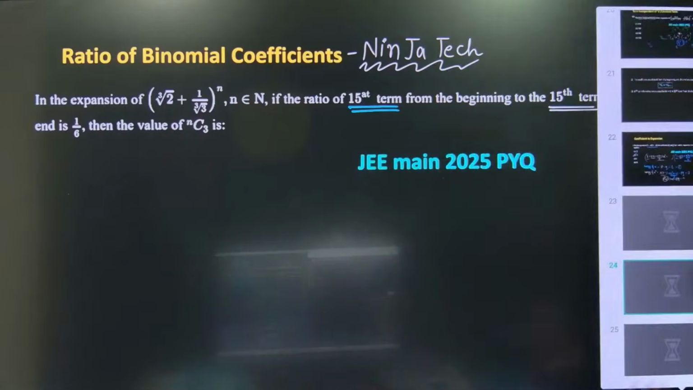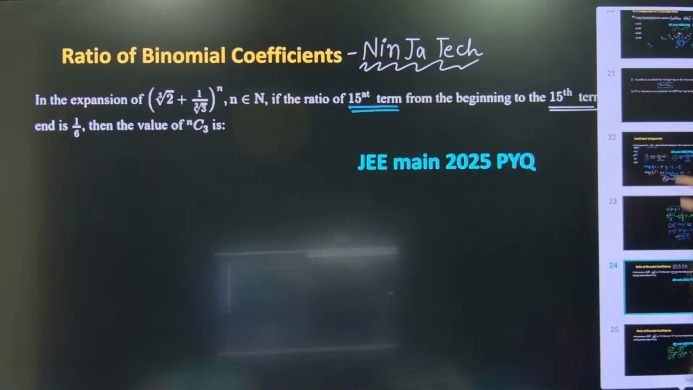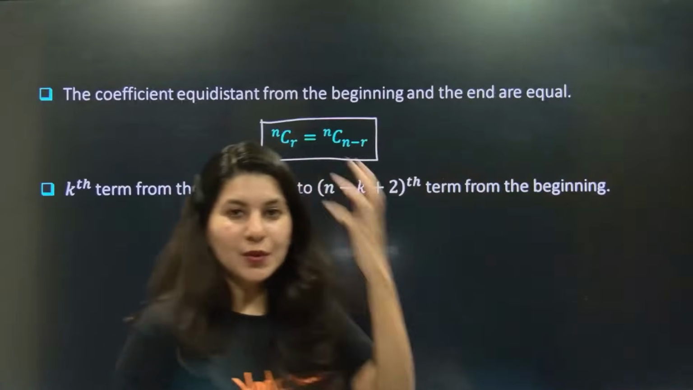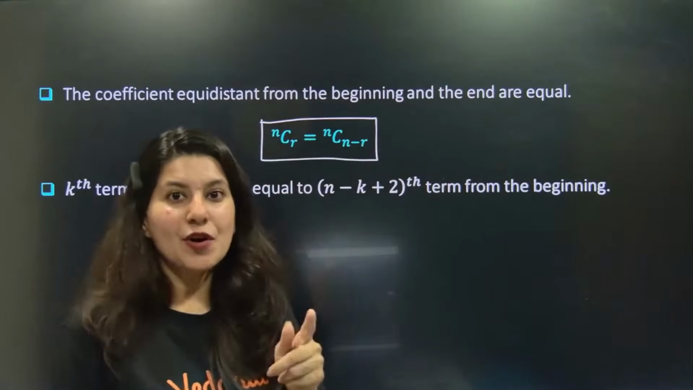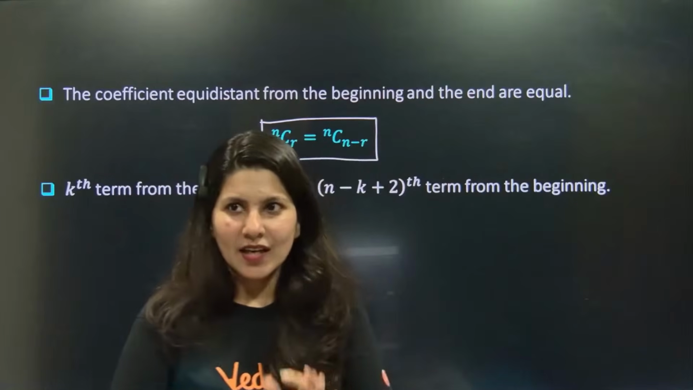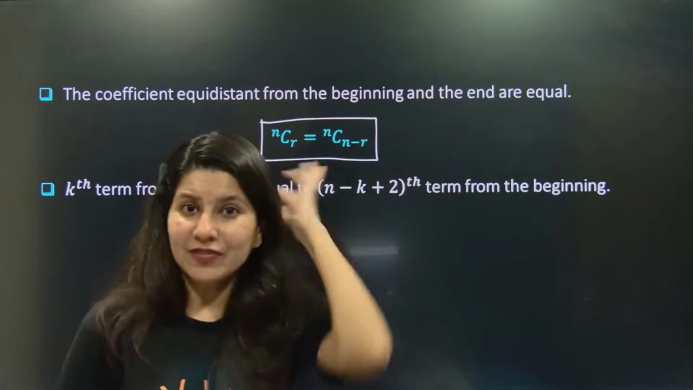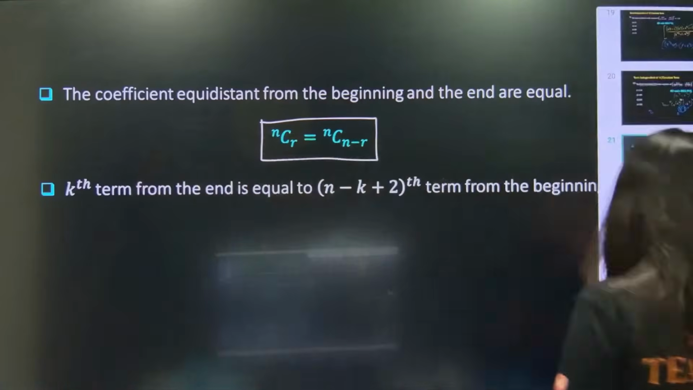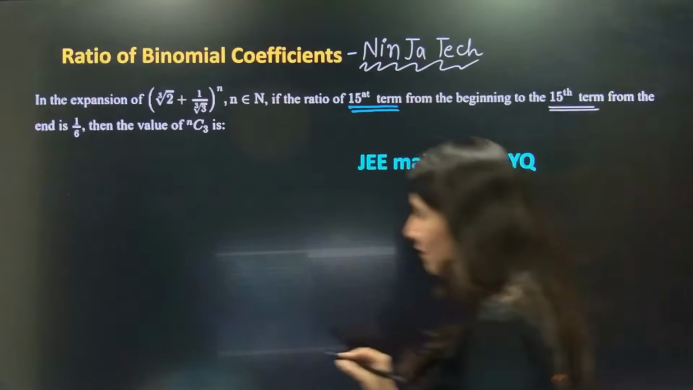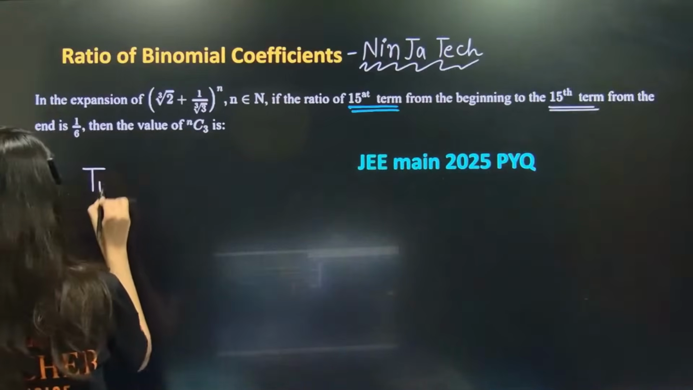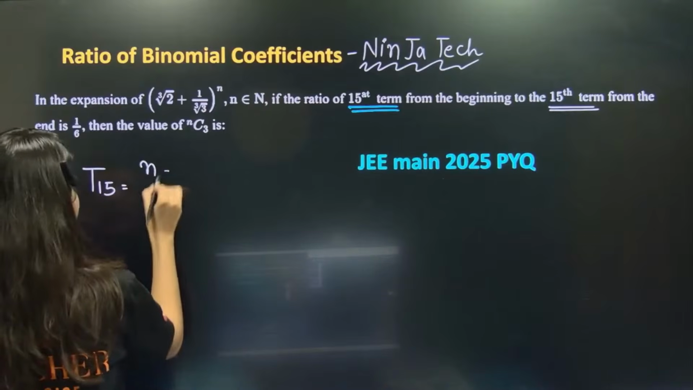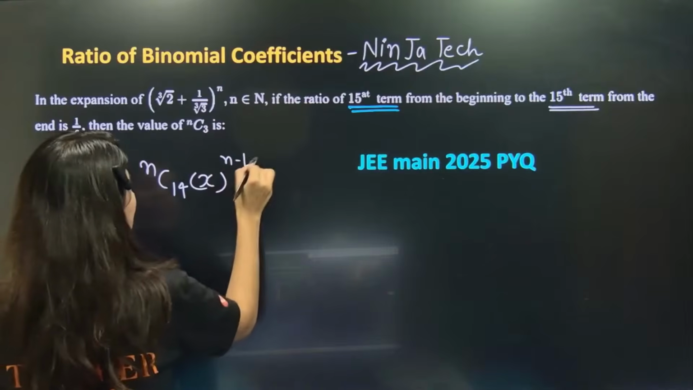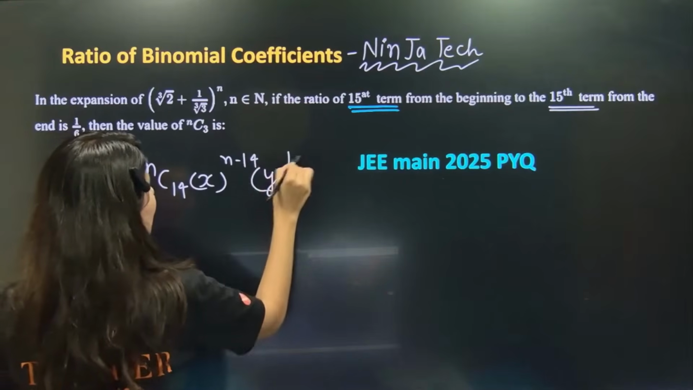Now the traditional method is that you use this formula. What will you do? First of all, they are talking about the 15th term from the beginning, so you are looking for T15. T15 will be what? Traditional method, I'll show it to you. T15 will be NC14, x power n minus 14 and y power 14.